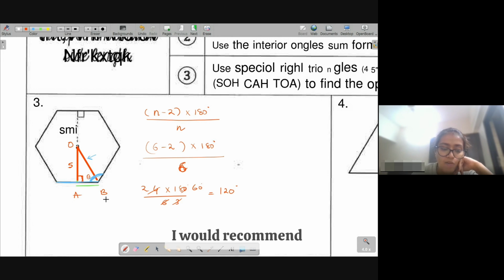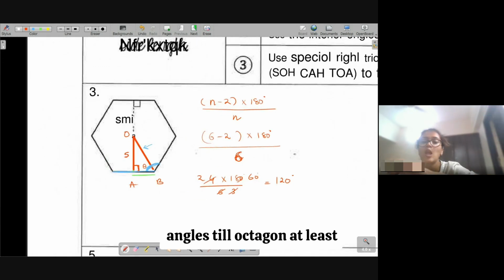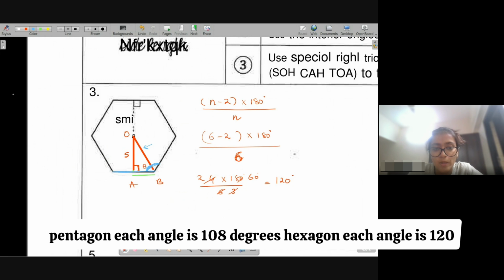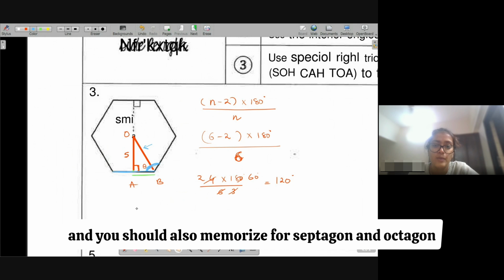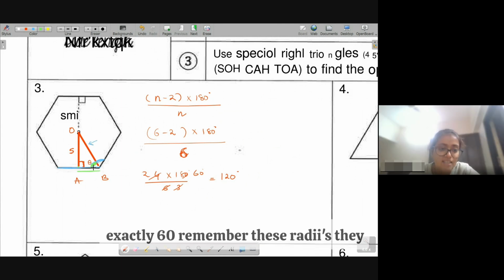I would recommend that you remember the measure of each angle up to octagon at least. Pentagon, each angle is 108 degrees. Hexagon, each angle is 120 degrees. You should also memorize for septagon and octagon. So this complete angle is 120. How much will this angle be? Exactly, 60.